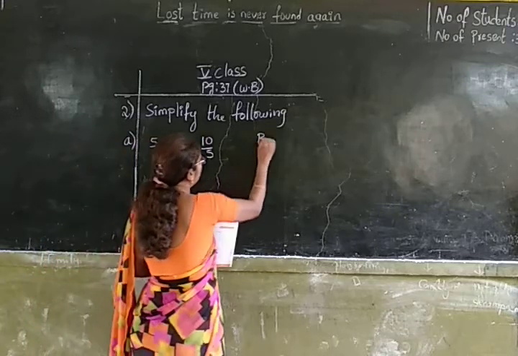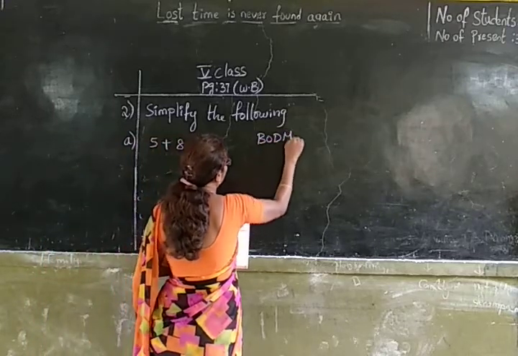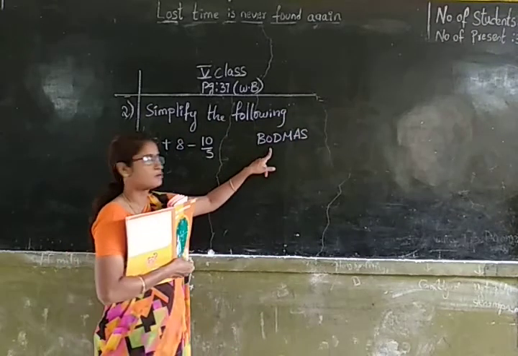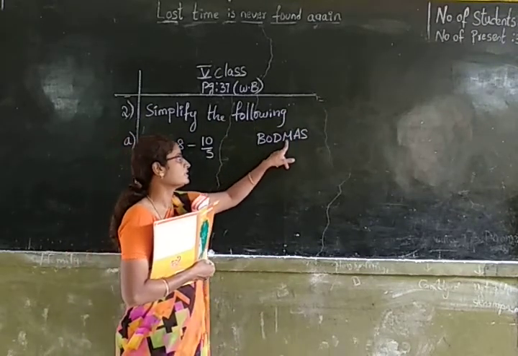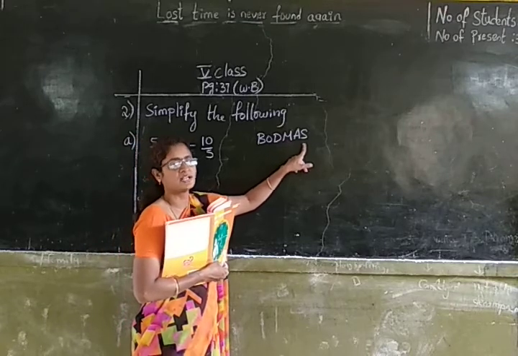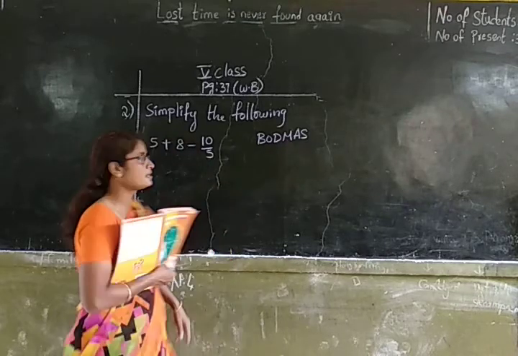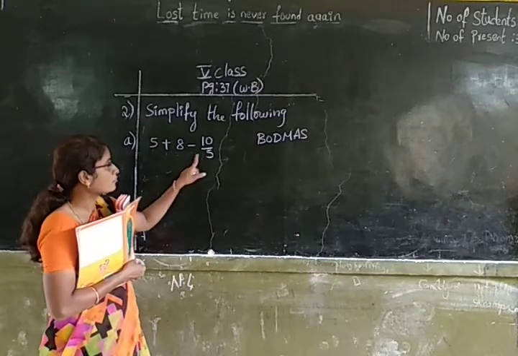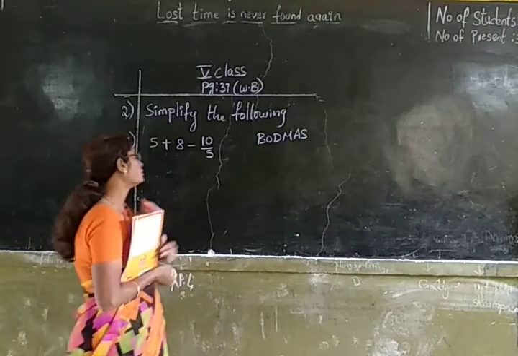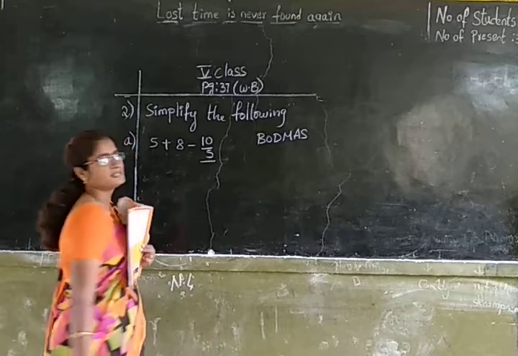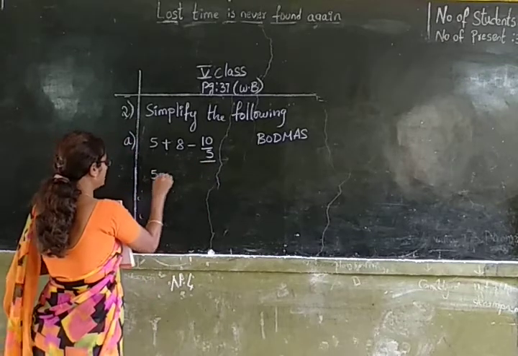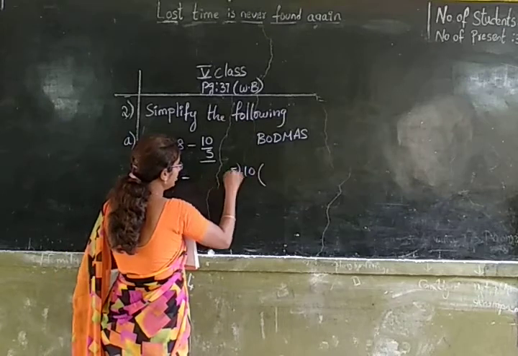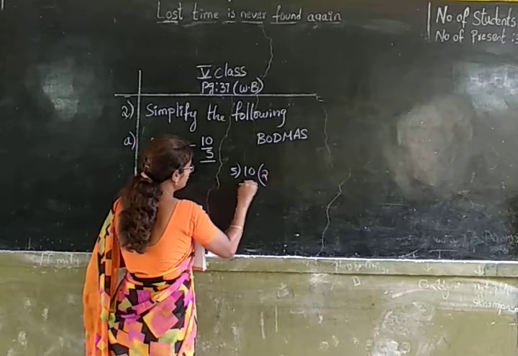So according to the Bodmas rule, first we have to do brackets, then off, then division, then multiplication, then addition, and at the last we have to do the subtraction. But here no brackets are there. So we have to start from division. So this is the division: 5 plus 8 minus 10 divided by 5. 10 divided by 5 is 2.